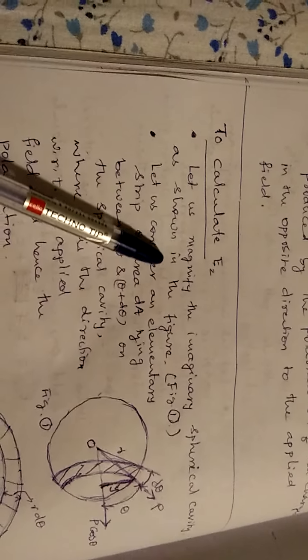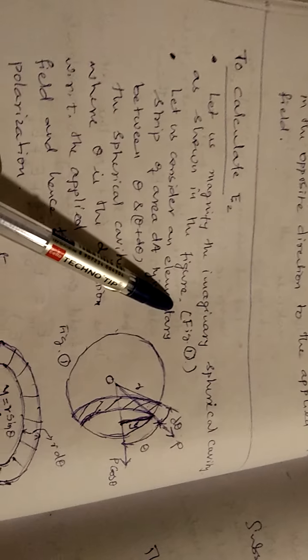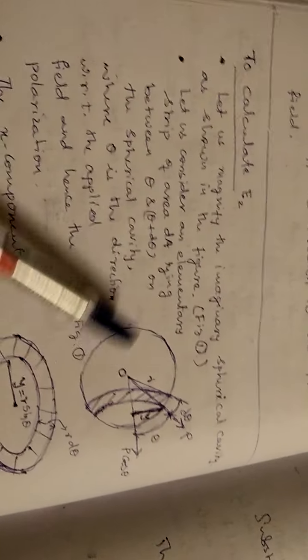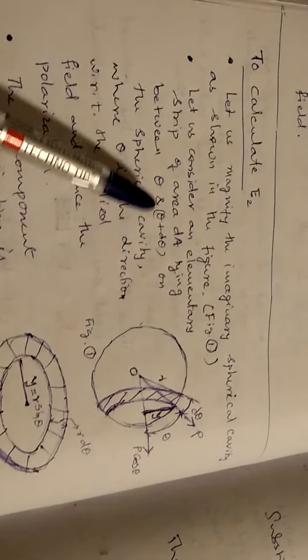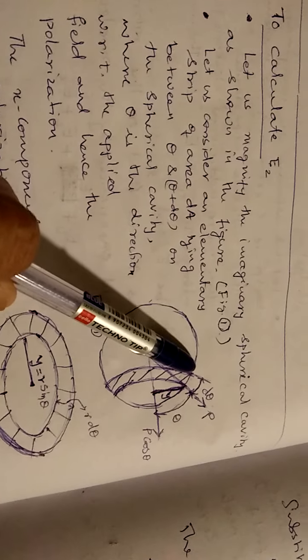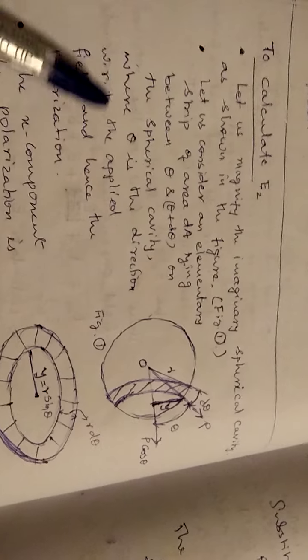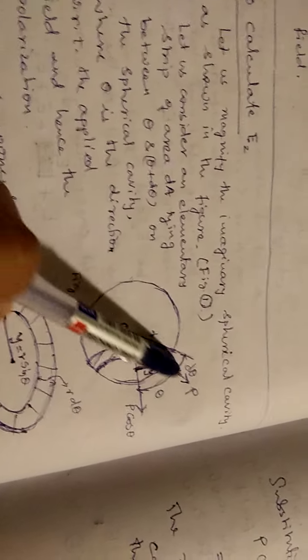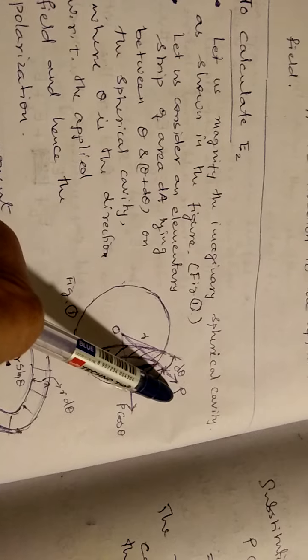Now let us calculate E2. To calculate E2, let us magnify this imaginary spherical cavity as shown in the figure. So here it is figure 1. Let us consider an elementary strip of area dA lying between theta and theta plus d theta on the spherical cavity, where theta is the direction with respect to the applied field and hence the polarization. This is the direction of the electric field as well as polarization.